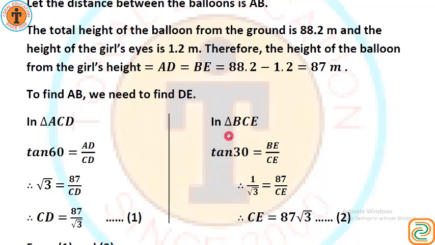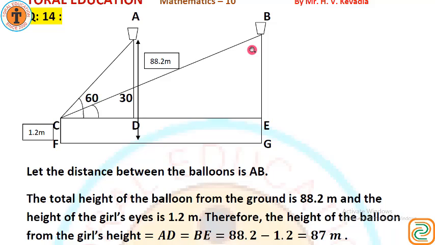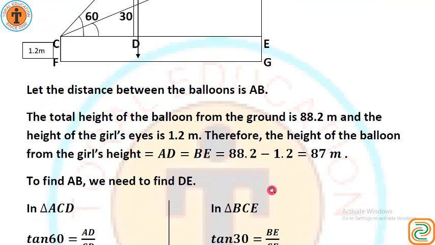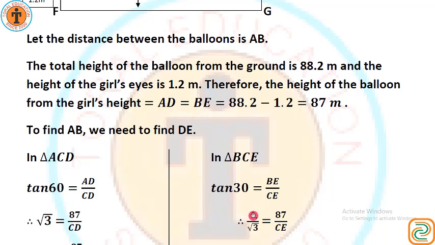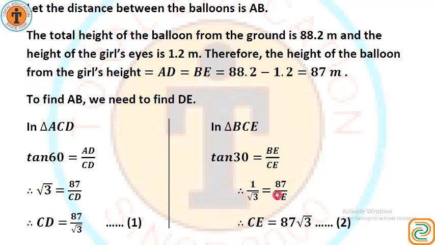In another triangle BCE, tan 30 equals BE upon CE. BE is 87 and tan 30 equals 1 upon root 3. So CE equals 87 root 3.